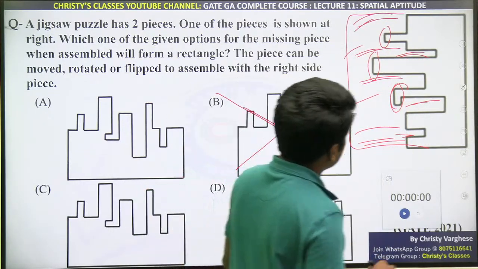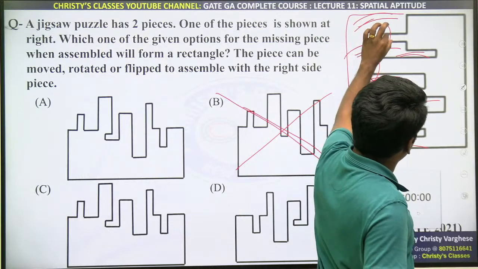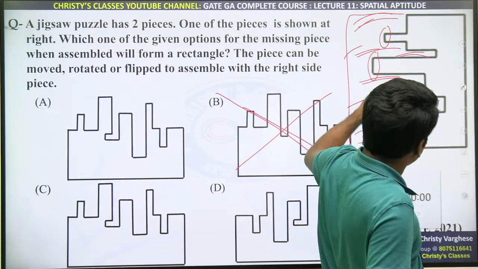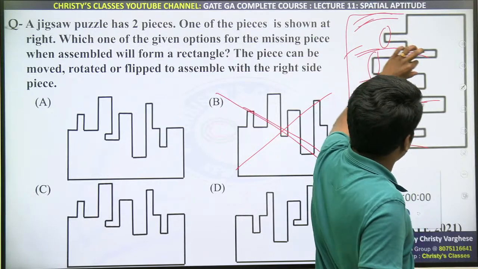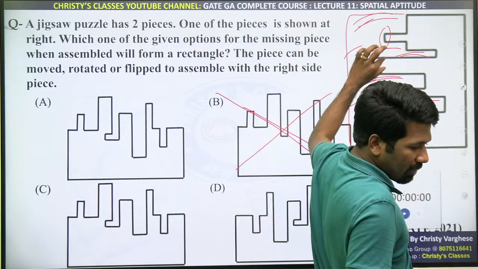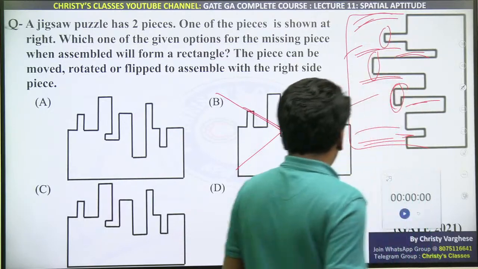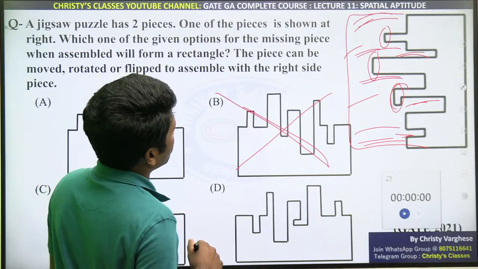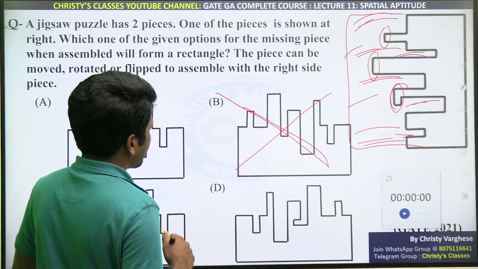Now, look at the remaining three valleys. The size of all three valleys is different. And of these, the middle valley should be longer than the other two. So which option is saying the middle valley is longer than the other two? That is what we need to check.